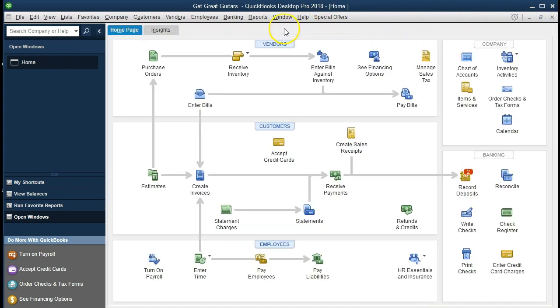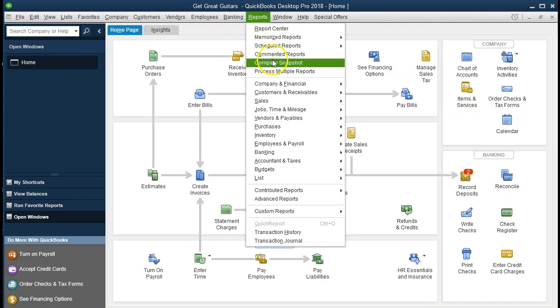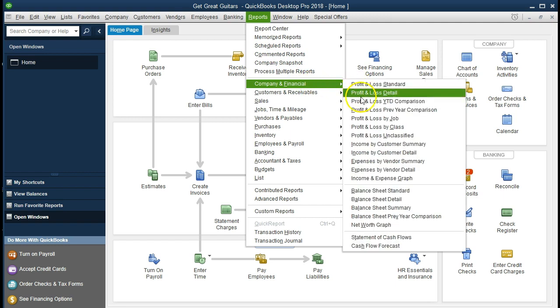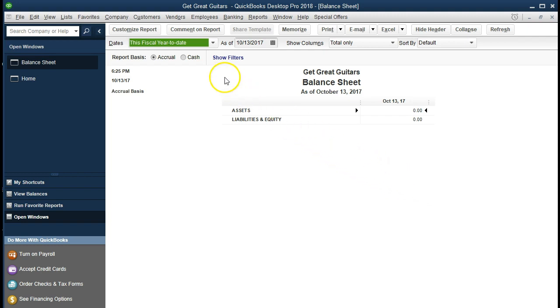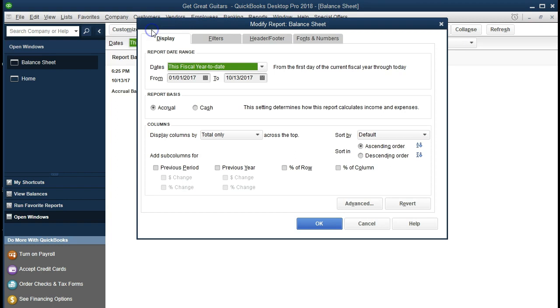We're going to go to the reports. We're going to go to reports and company and financial. Take a look at the balance sheet. I'm going to change the date range. You're going to do that by the customize so that we can have a beginning and an end, so that when we drill down on the information, we will have a start and end.